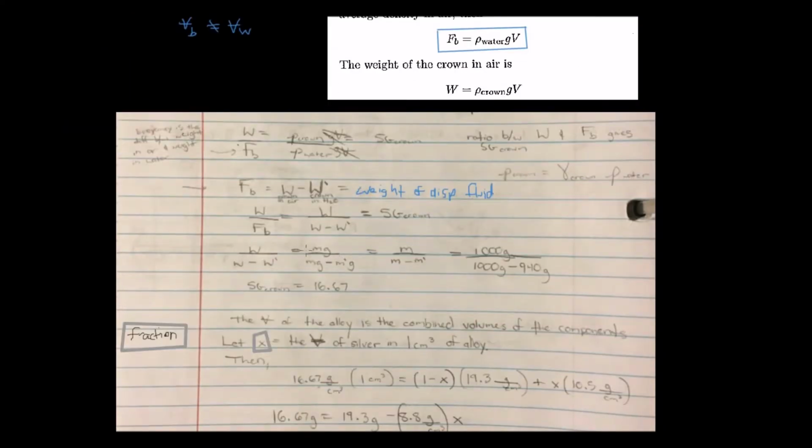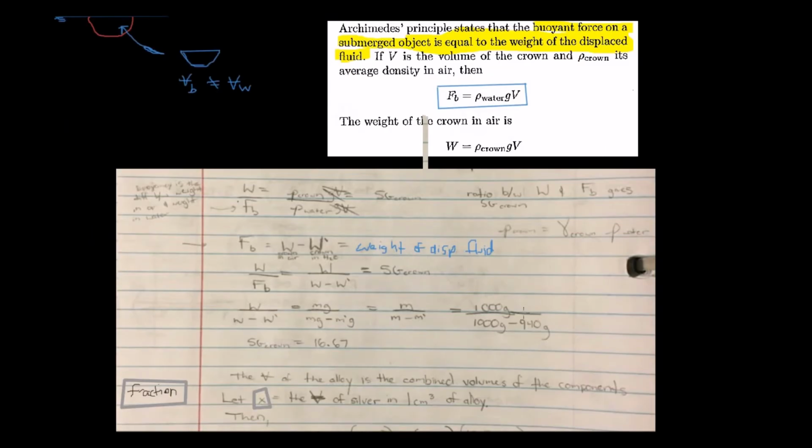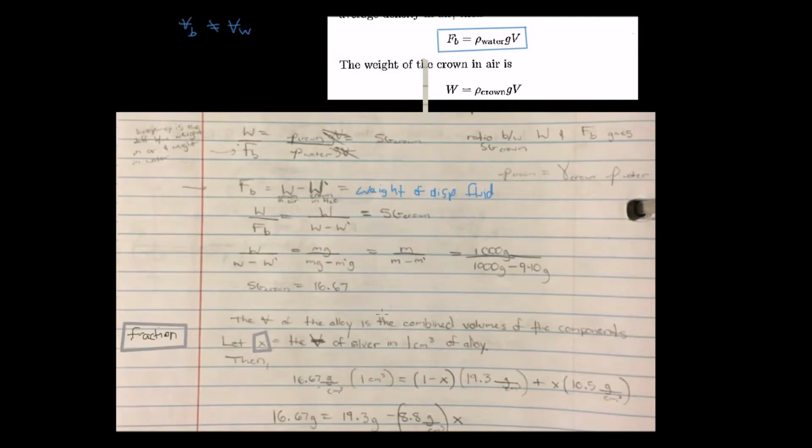So that's what we do now. We can break weight into components of mass and gravity, and all the gravities cancel because it's constant. So we have 1,000 in air, as it says in the problem, 1,000 minus 940 in water, and so we get the specific gravity of the crown as 16.67.